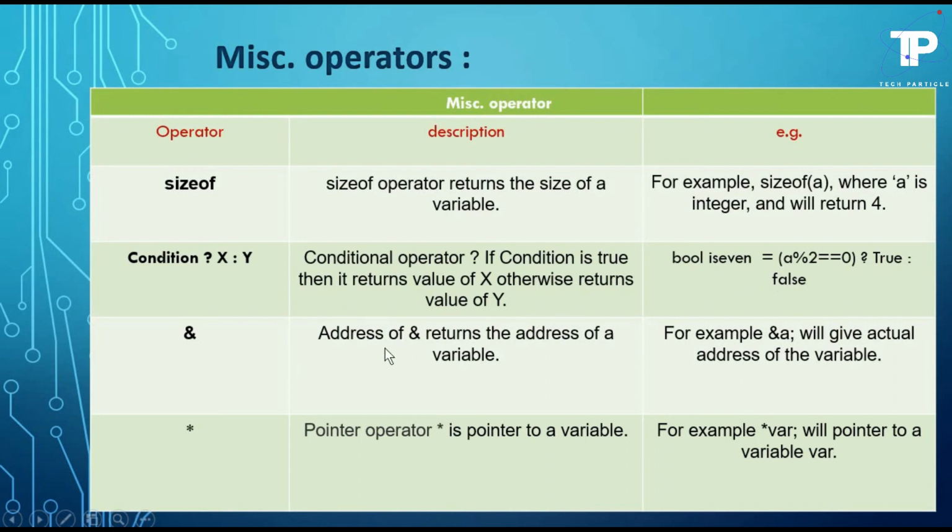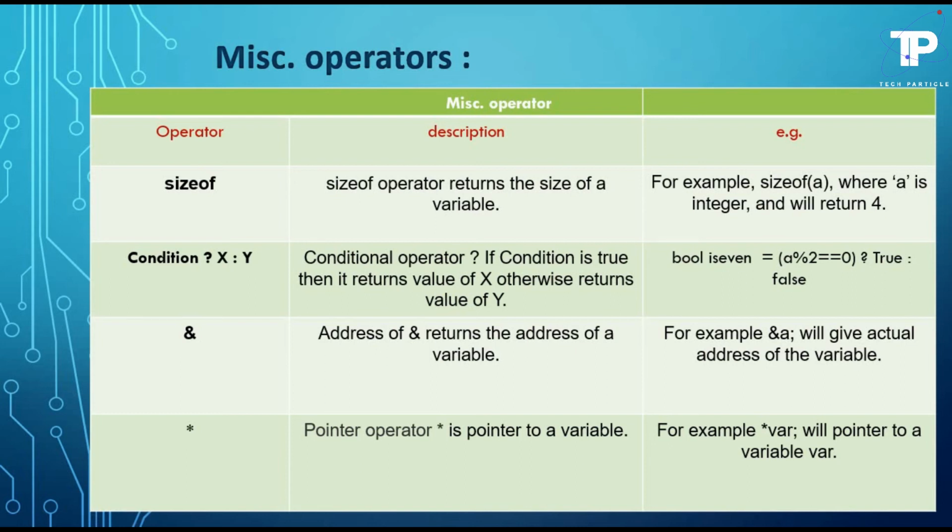Now the third one is address-of, written as ampersand. It returns the address of the variable. For example, if we write address of A, it will give the actual address of the variable in memory. The pointer operator is a pointer to a variable. For example, this will be a pointer to a variable var that has been declared in the program. This was about miscellaneous operators.